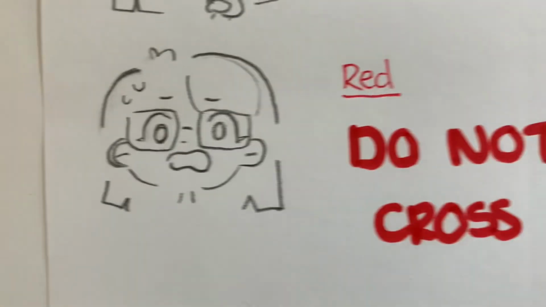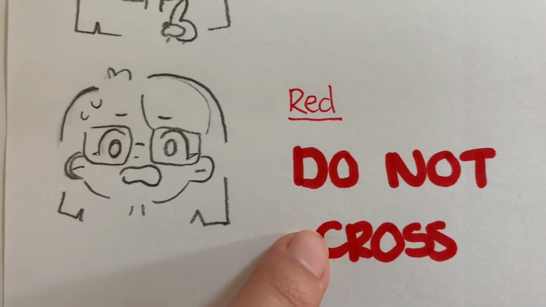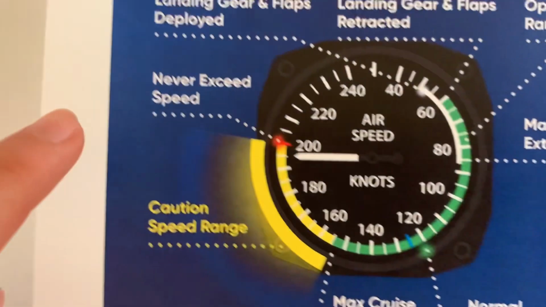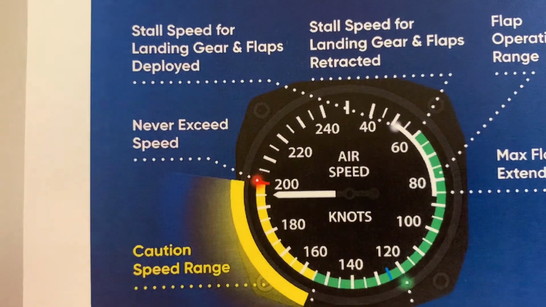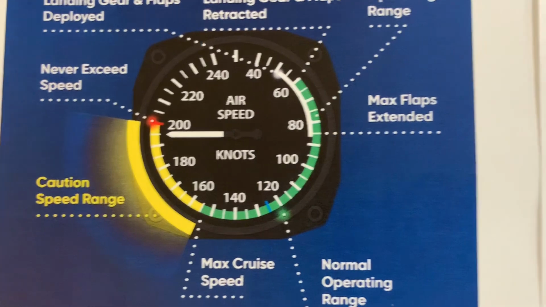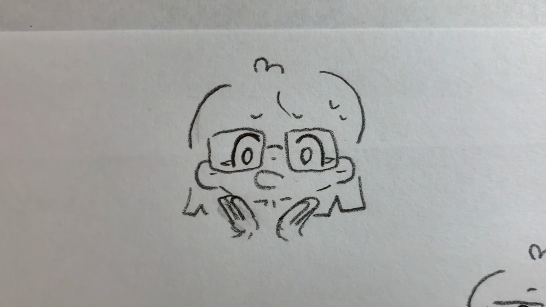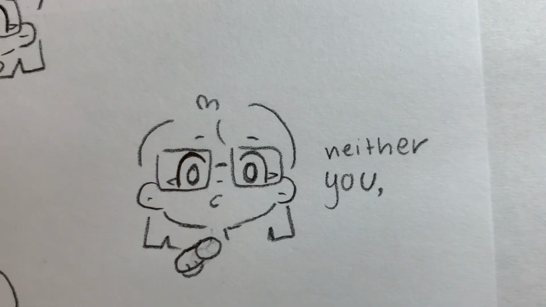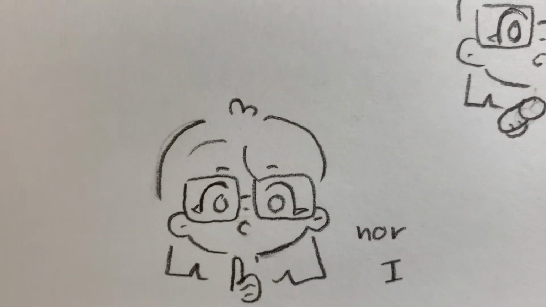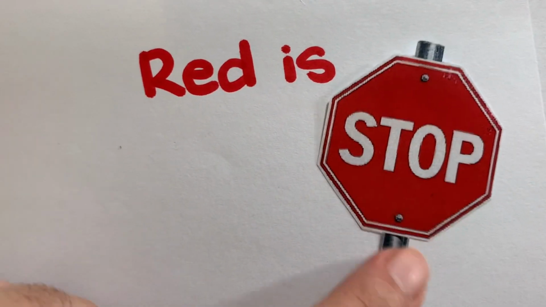And then there's the red line. The reason why it's just a line is because you never want to exceed this speed. It is a speed that adds excessive structural load to your airframe and will just destroy it. Obviously, I can't tell you exactly what happens because I don't know, but rest assured neither you nor I want to find out, so let's stay away from the red.